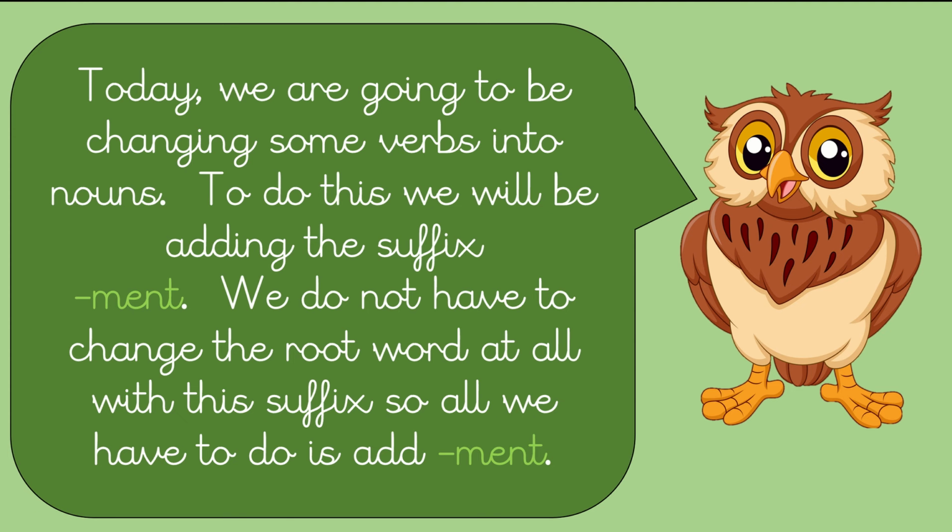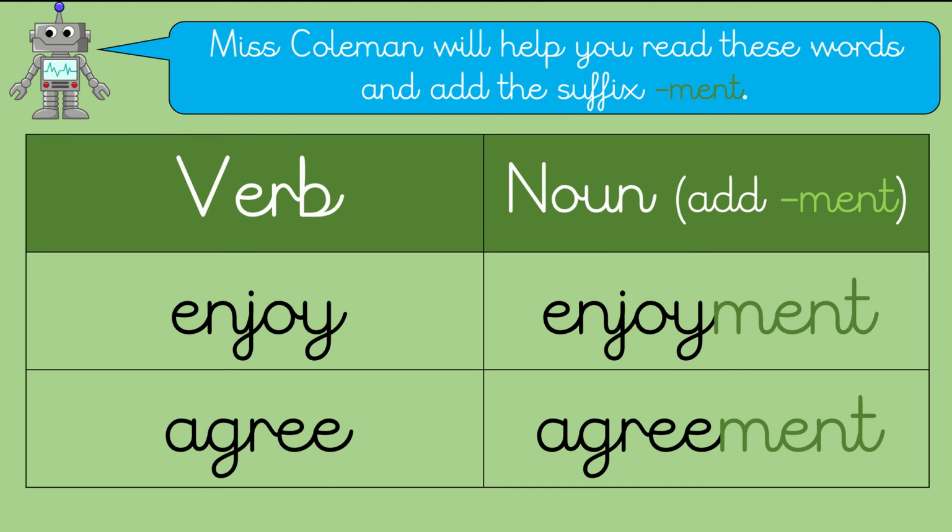So let's move on. Today we are going to be changing some verbs into nouns. To do this, we'll be adding the suffix ment. We do not have to change the root word at all with this suffix. So all we have to do is add ment. Miss Carmen will help you read these words and add the suffix. Okay, can you read this verb first of all? Brilliant, enjoy. Now have a go at reading the noun it makes when you add ment to the end. Brilliant, enjoyment. Have a look at this verb.